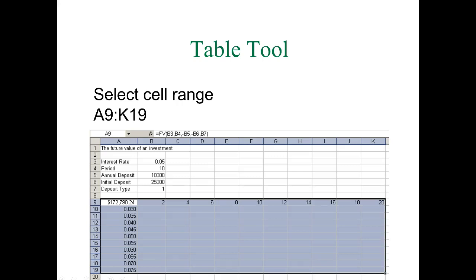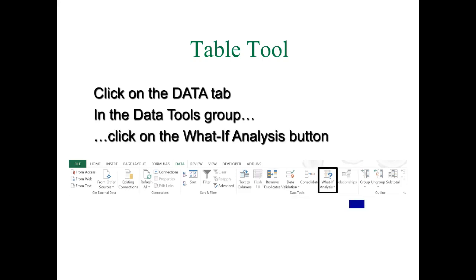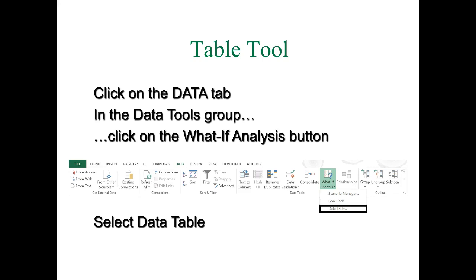So what we're going to do is I want you to select cell range A9 to K19. Now notice how the upper left hand corner includes our formula right here, right? Then I want you to go to the Data tab, go to the Data Tools group, and click on the What If Analysis button, and then I want you to click on Data Table.